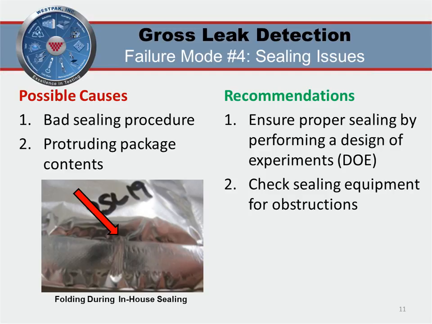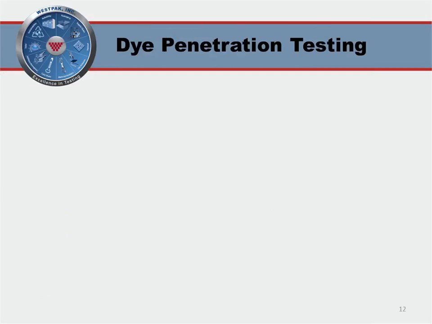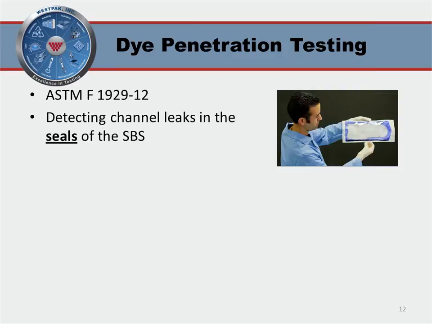Thanks, Greg. Okay, so we'll talk about dye penetration testing. Dye penetration testing comes out of ASTM F1929 with the latest revision from 2012. This is for detecting channel leaks in the seals of your pouch or tray, and the keyword here is seals. Unlike the bubble test, the dye penetration test only tests the seals of your package for sterile barrier breaches.